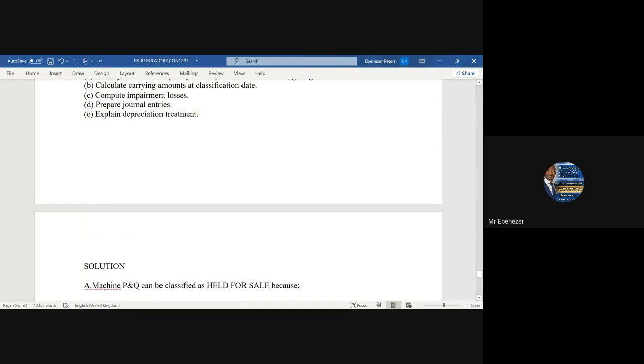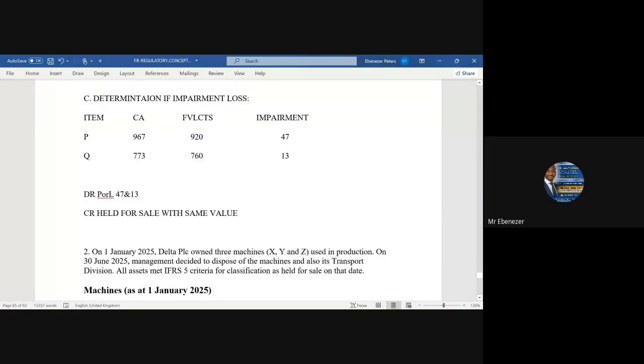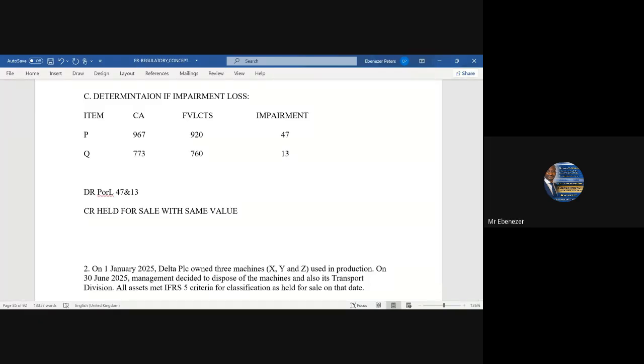What was the other one? Explain depreciation treatment. Who can explain the depreciation treatment? The depreciation treatment here is that from 1st January to 1st May, it was still active, and that is why depreciation will be considered at that point, which we have done by using 4/12 times the figure. Then after May, once the assets have been held for sale, depreciation will be discontinued. Please help me clap for him. I really enjoyed that. That's very good. I'm giving you 1 mark, take it. Very, very nice attempt.